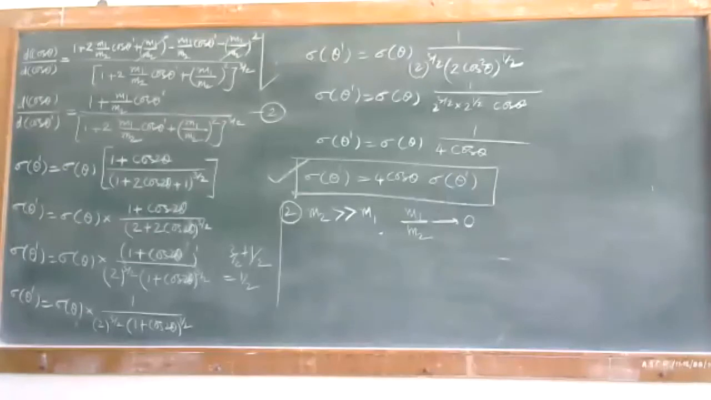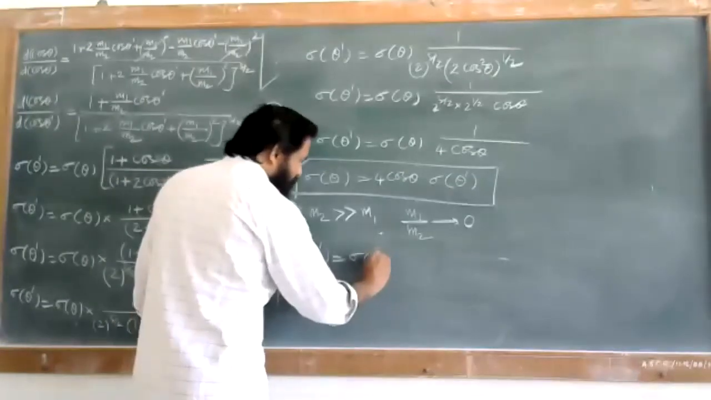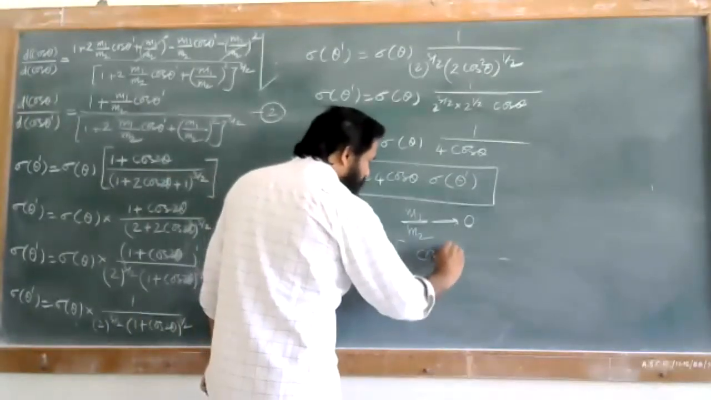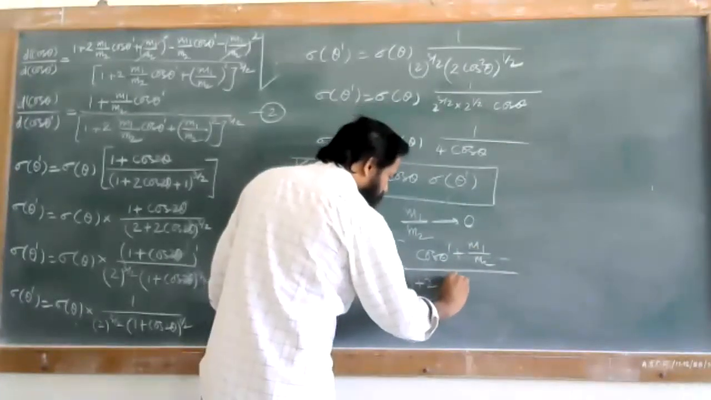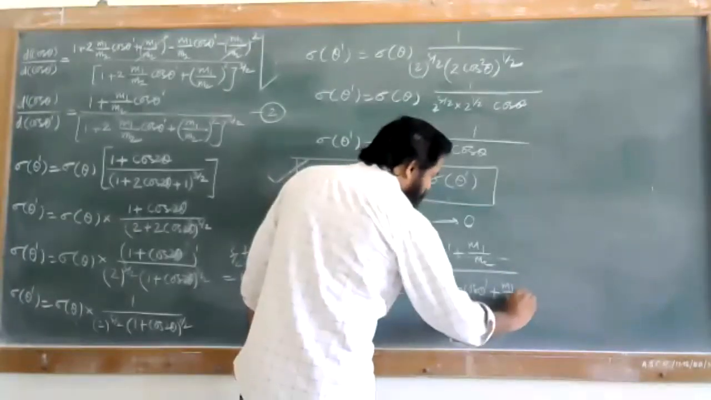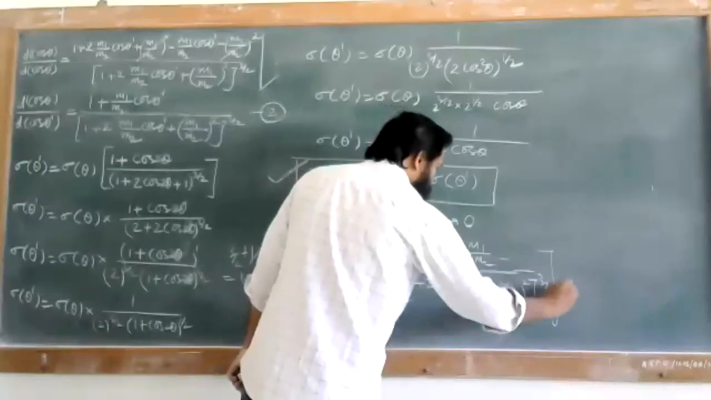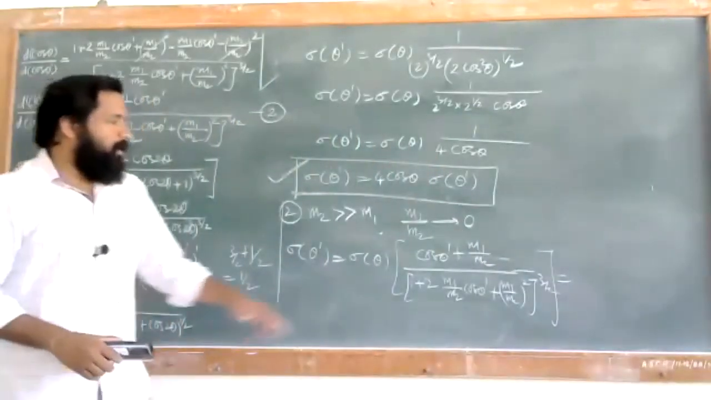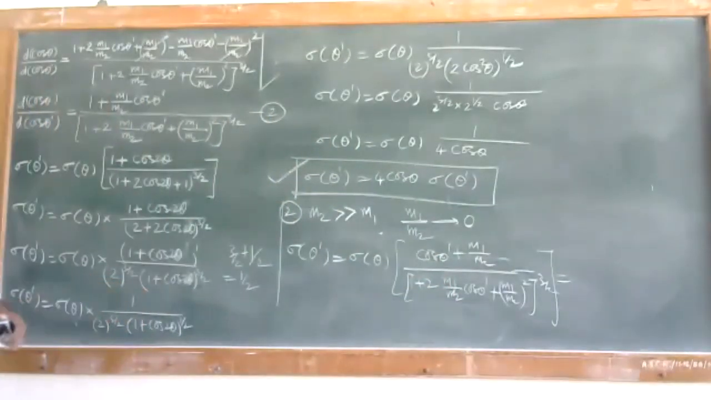Just check the conditions: sigma theta dash is equal to sigma theta into cos of theta dash plus m1 upon m2 divided by 1 plus twice m1 upon m2 into cos theta dash plus m1 upon m2 squared, all raised to 3 by 2. That is our relation. Okay. So what is that? This value comes out to be 1, when m2 is very much greater than m1.